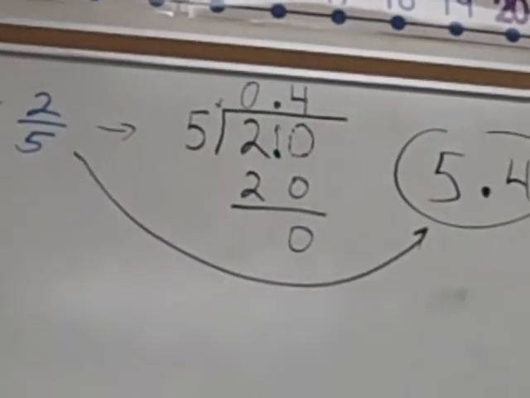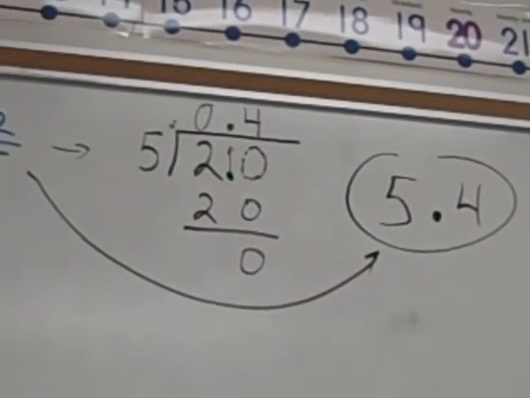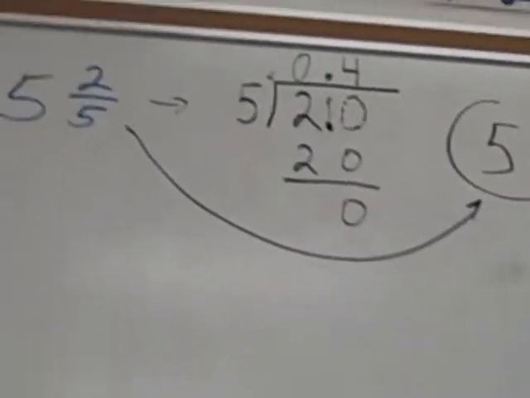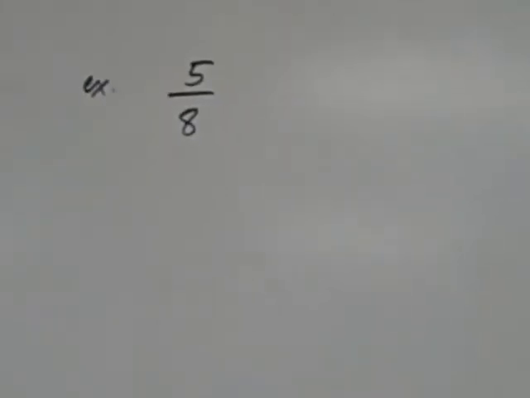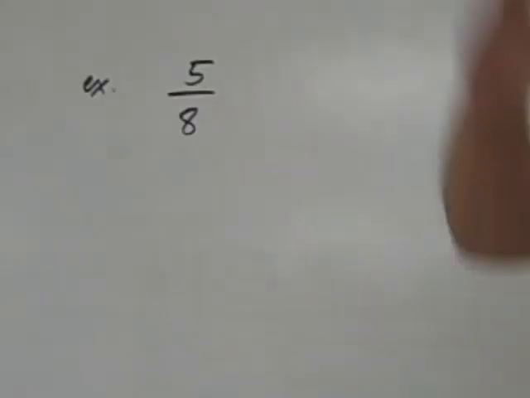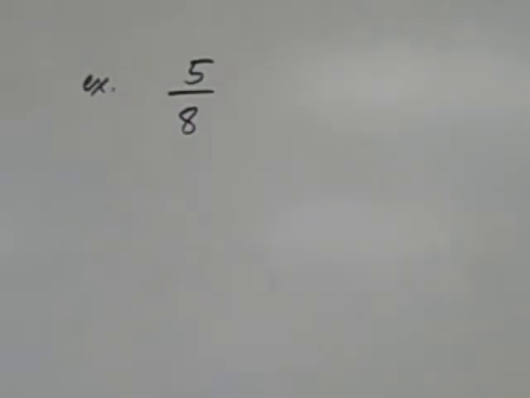Keep it right there, Sam, because we're about to write some more examples. You ready? Here we go, Lauren. 5/8. I want to turn that into a decimal. Step 1, ignore the whole number. Is there a whole number? No. There ain't even one. Second thing, divide.